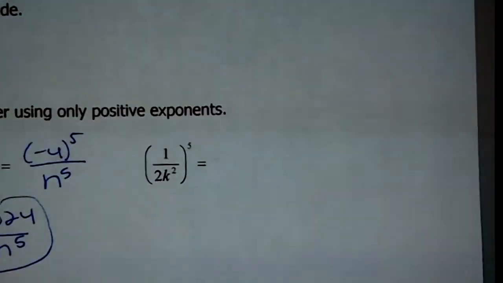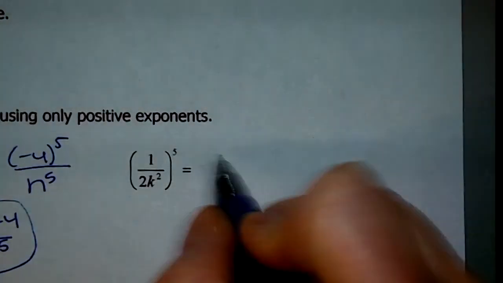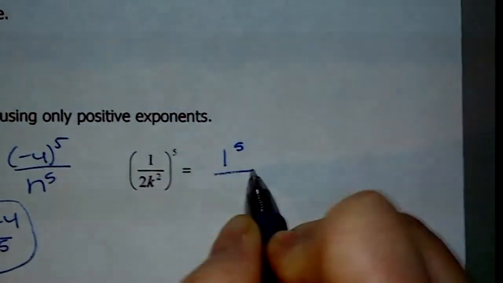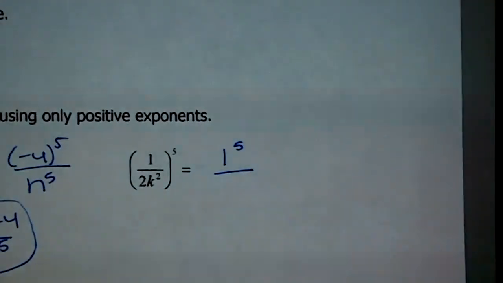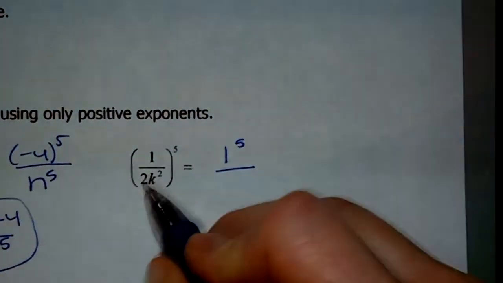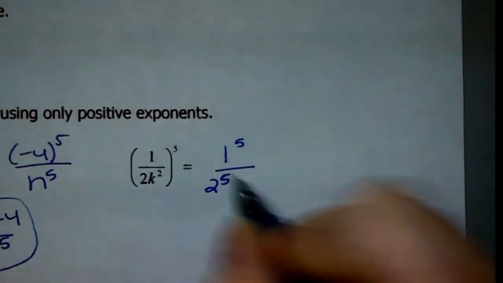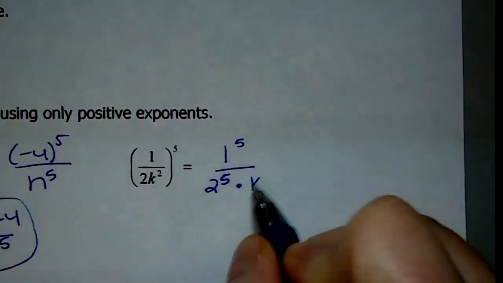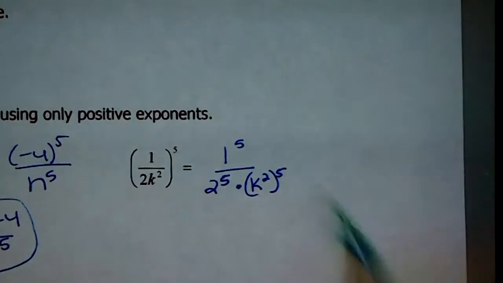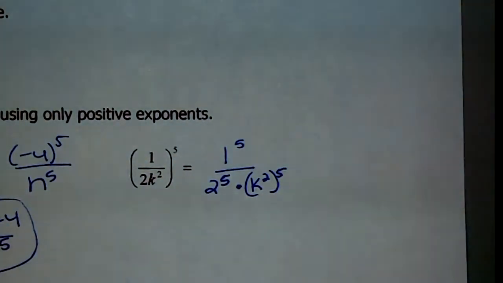Alright, next one here. I want to rewrite this. This means that 1 is being raised to the 5th power. And here, okay, this is where it gets a little bit tricky. This means 2 to the 5th power. And I'm taking k squared to the 5th power. I'm hoping that you recognize this as a power to a power. Do you see the difference here?